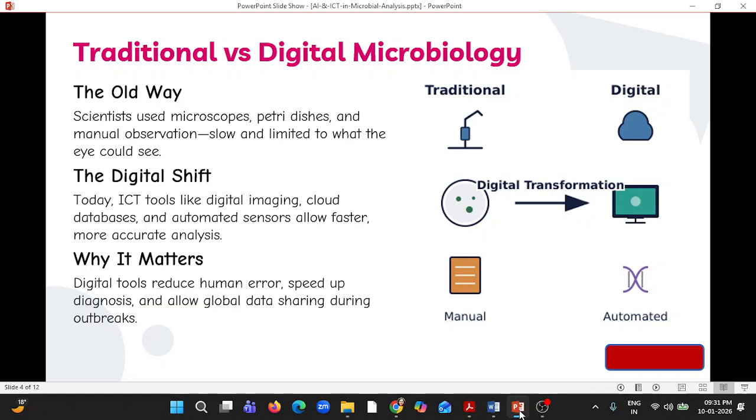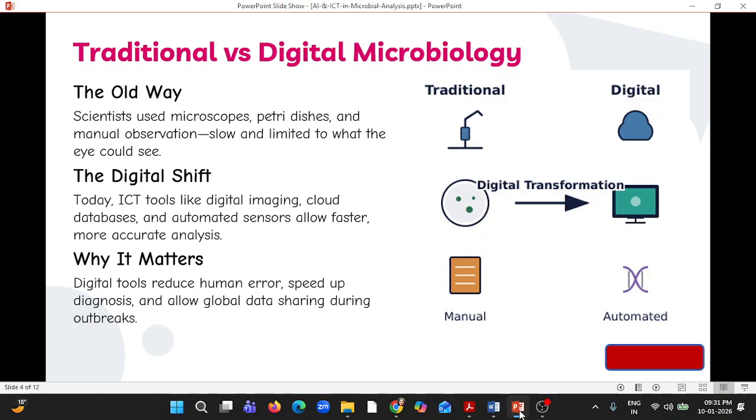In traditional microbiology, scientists relied mainly on light microscope, petri dishes, staining techniques, and manual observations to study the microorganisms, where the identification of microbes based on colony morphology, biochemical test, and visual interpretations, which require skilled personnel and considerable time. This makes these methods slow and labor intensive and limited to what could be directly observed by the human eyes only, making detection of subtle and early changes difficult.